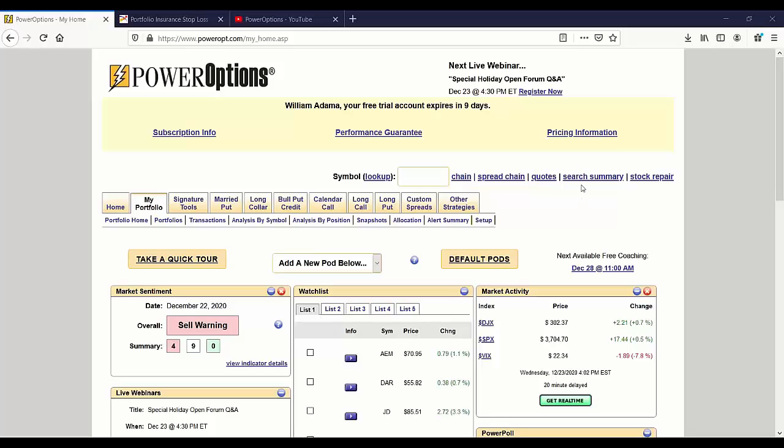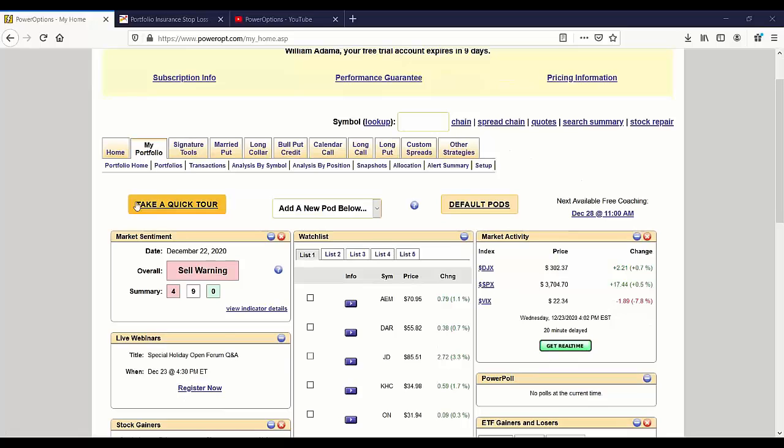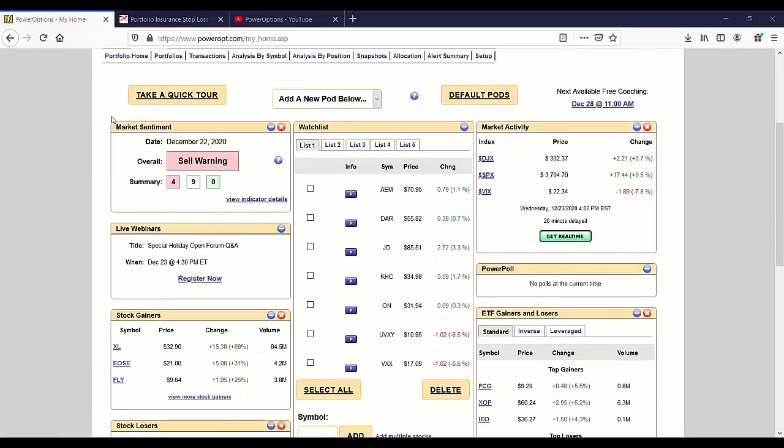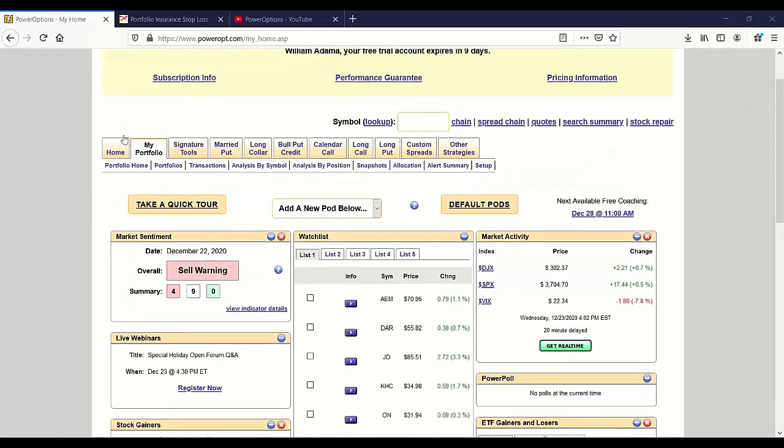Fantastic. So here we are at the main PowerOptions screen. This is essentially a trial account that we're looking at. So if you're currently in a trial, you can take a quick tour. You might also want to scroll through the free webinars. You can schedule a free coaching session at any time as well.